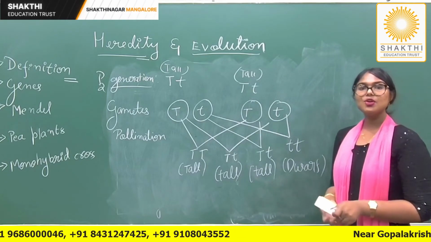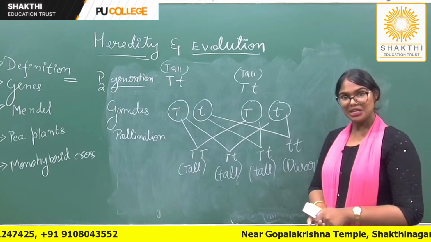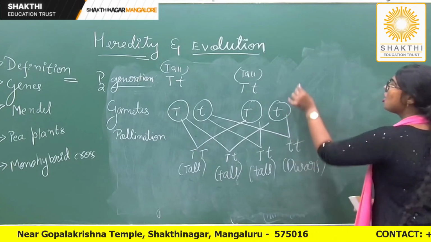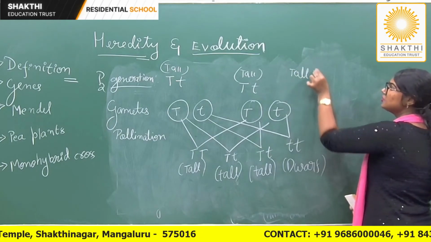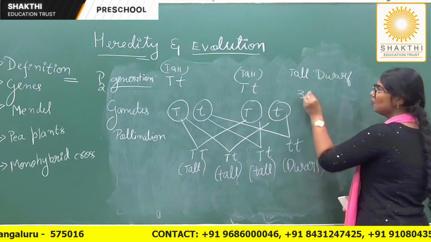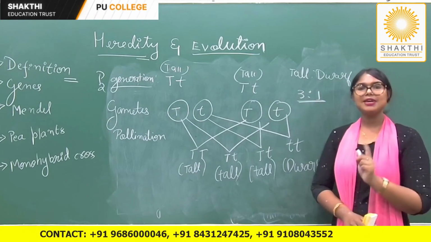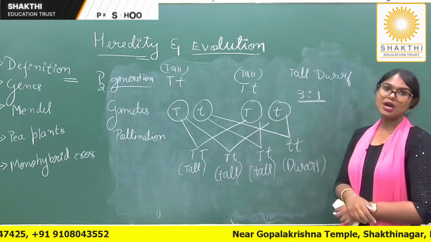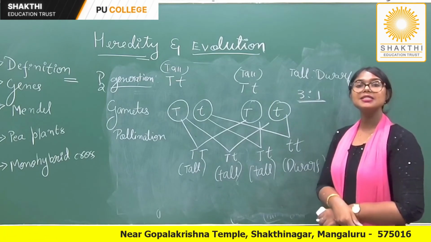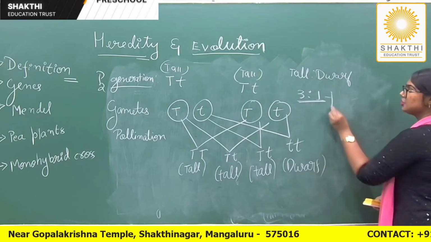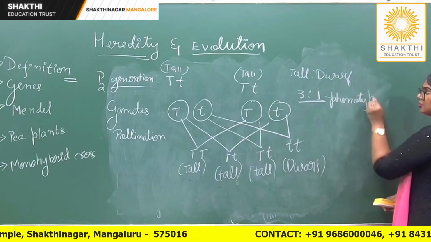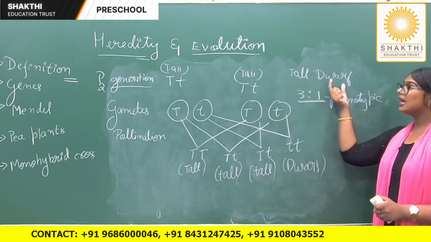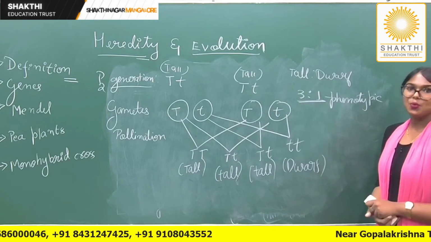So at the end of the monohybrid cross, what does Mendel observe? He observes that 3 plants were tall, students, and 1 plant was dwarf. The ratio of the plants, that is tall to dwarf, is 3:1. Very, very important ratio. You should remember this. The ratio of the plants he obtained in the monohybrid cross is 3:1. This is called the phenotypic ratio. Phenotypic means the external features, only looking at the external feature, tall and dwarf. The ratio is 3:1.